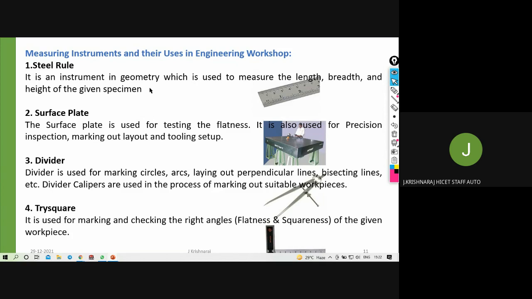The next is a divider. We are very much familiar with this divider. It's used for marking circles, arcs, and lines, and for bisecting lines, everything. Not only for this, when we are supposed to measure dimensions, we also use dividers.